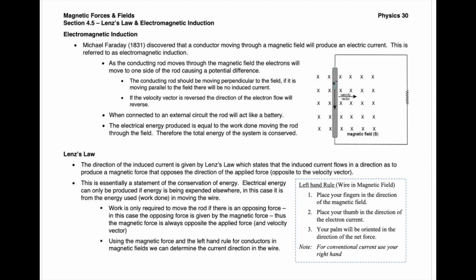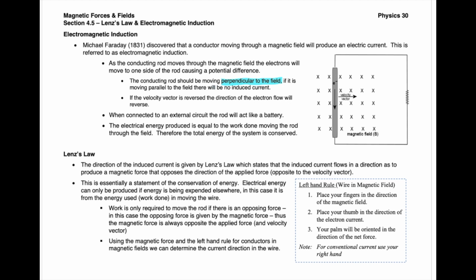What we're going to do is just take a conducting rod and move it through a magnetic field. As we do that, we want to be moving perpendicularly to the field. Our maximum there is going to be when it's perpendicular, and this will be a sine theta relationship again. When it's 90 degrees, your sine theta goes to 1.